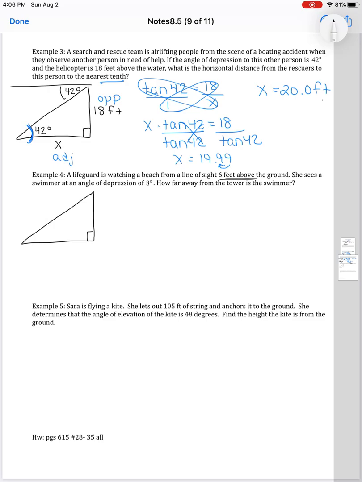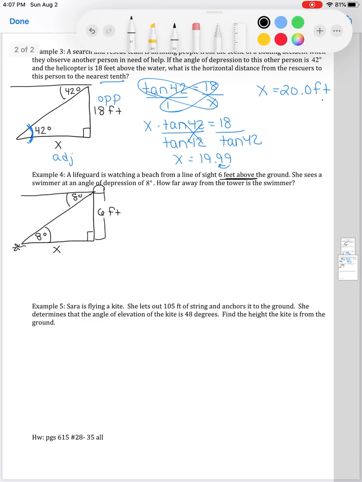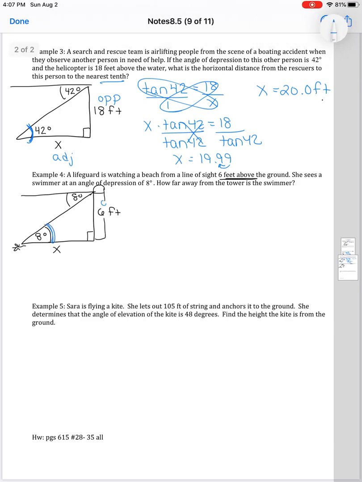All right, number 4. It says a lifeguard is watching a beach from a line of sight 6 feet above the ground. First of all, don't get confused with line of sight. As soon as it says 6 feet above, we're going up and down. She sees a swimmer at an angle of depression of 8 degrees. So the 8 goes there and the 8 goes there. How far away from the tower is the swimmer? The swimmer is down here in the water, and our tower is right here. So here is our x.